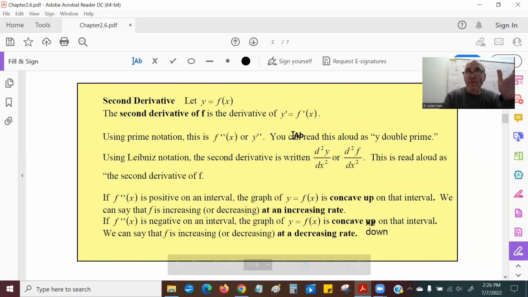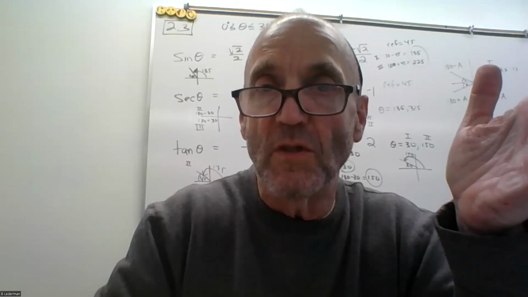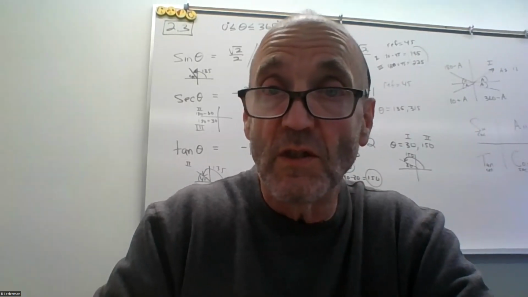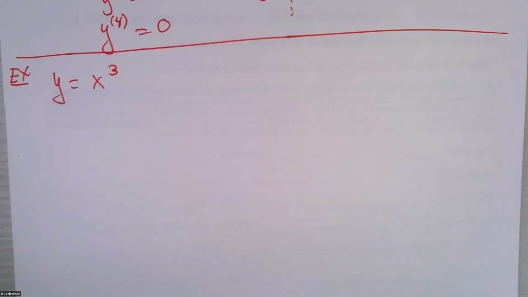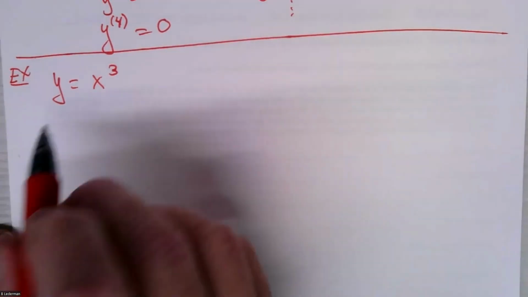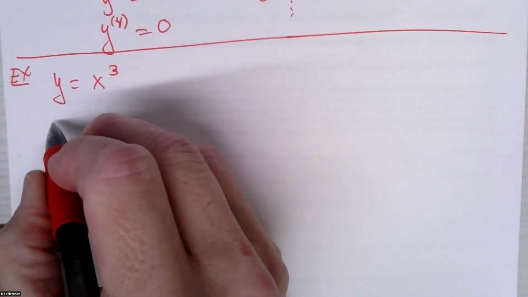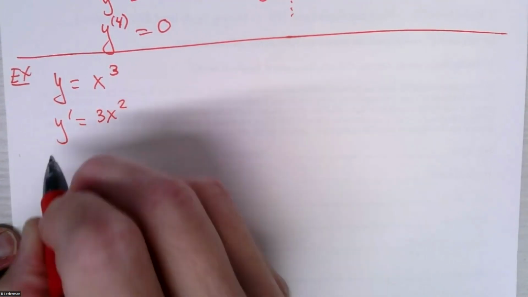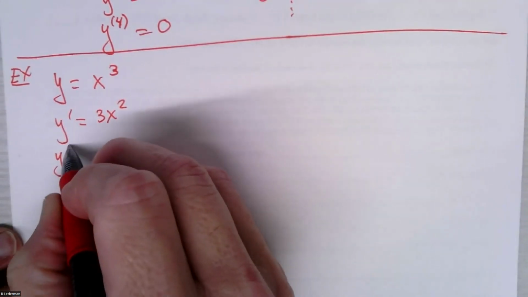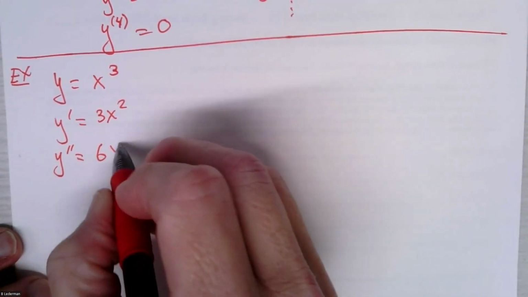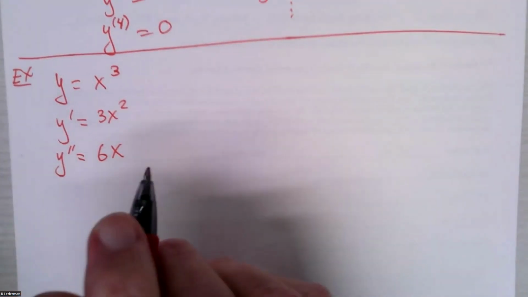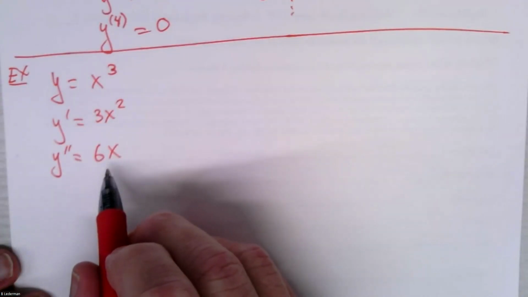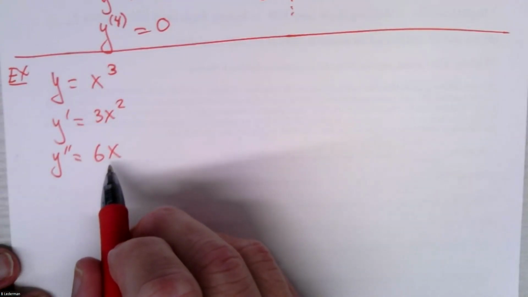Now I just want to give you some examples of how to find these things and figure out concavity and so on and so forth. So let's just look at some examples. Suppose we have the function y equals x to the third power. Well, y prime is equal to 3x squared, and y double prime is equal to 6x. Now, sometimes 6x is positive, sometimes it's negative.